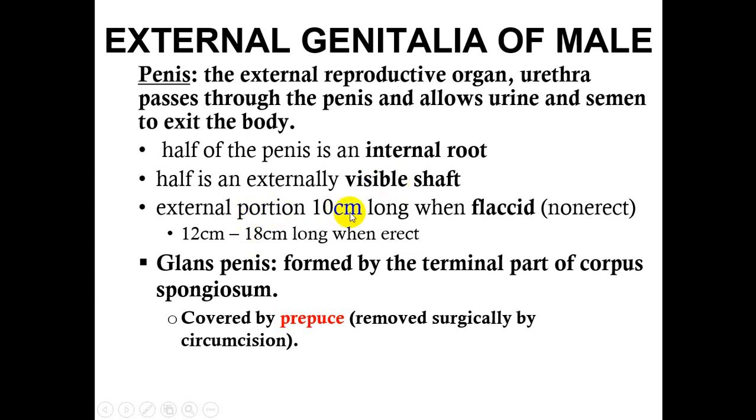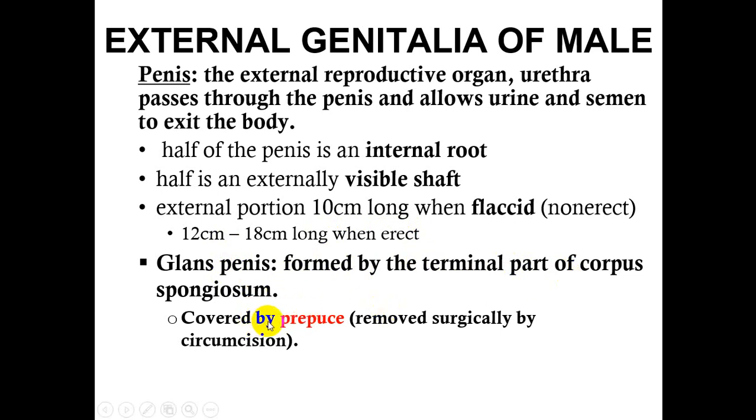The external portion of the penis is 10 centimeters long when flaccid, that is, when it is non-erect. But it becomes 12 to 18 centimeters long when it is erect, when a woman has sensitized or aroused it, it becomes very long. The glans penis is formed by the terminal part of the corpus spongiosum. So the end of the corpus spongiosum forms the glans penis. We will look at that very soon.